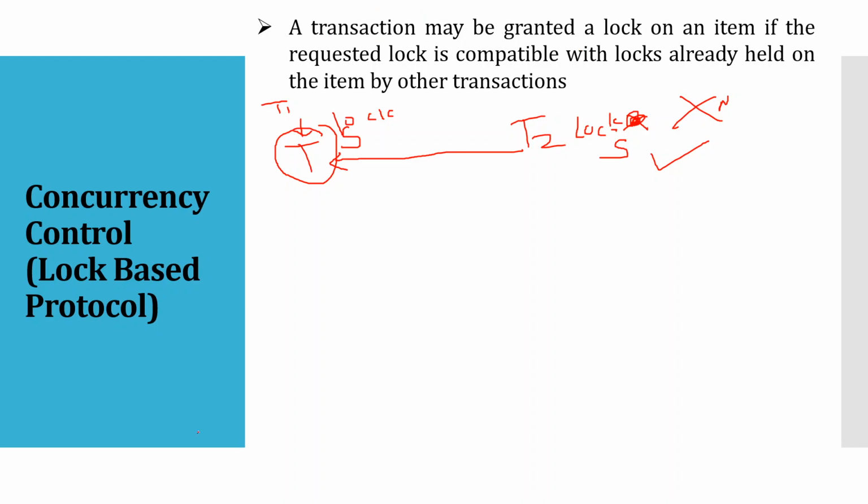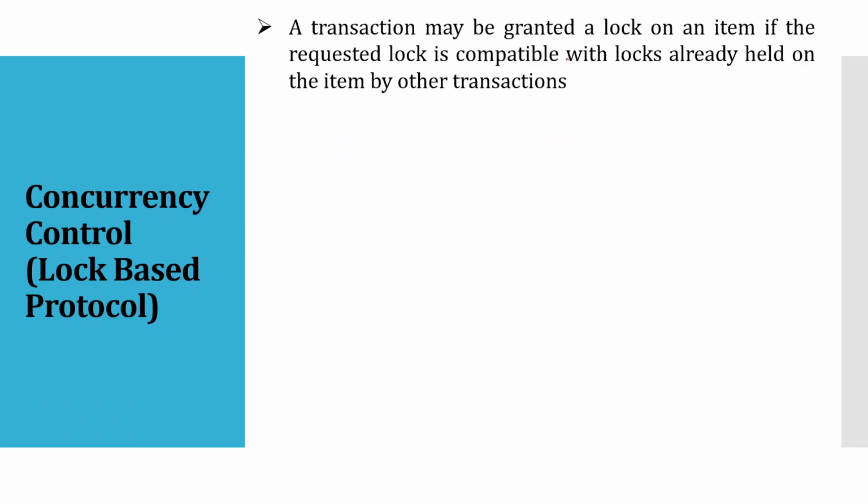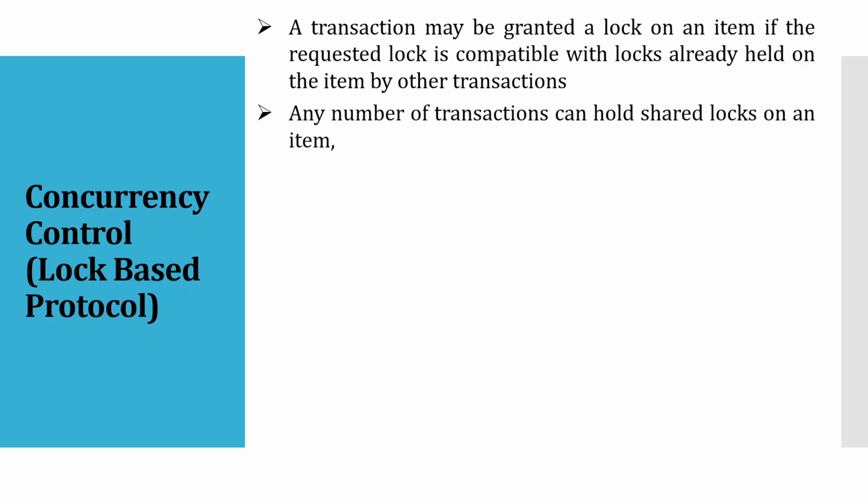So this is what the definition of this particular statement is, right? A transaction may be granted a lock on an item only if there is compatibility with the other transaction. So let's see, any number of transactions can hold shared locks, right? A shared lock can be used by any number of transactions on a single data item.